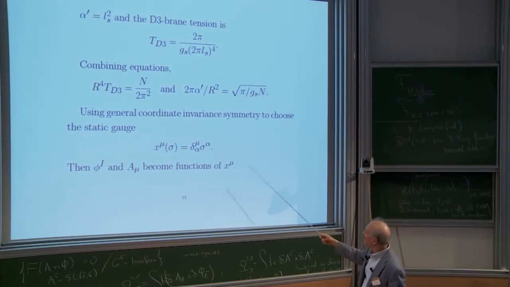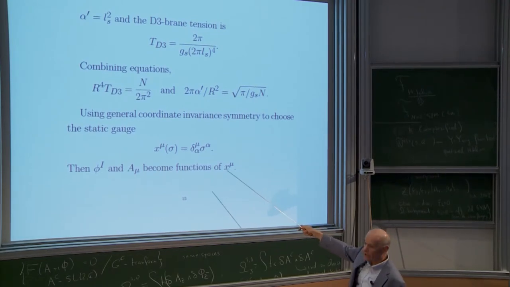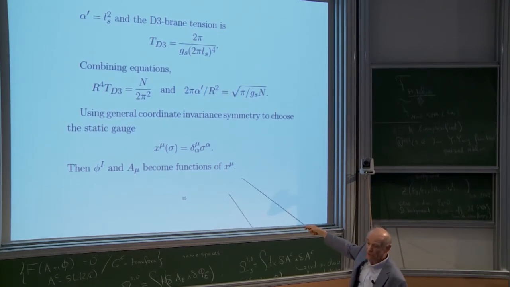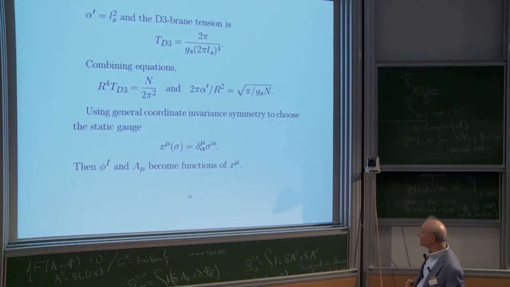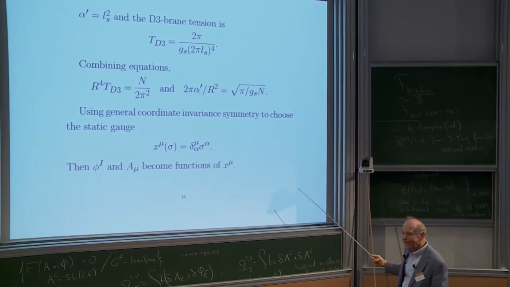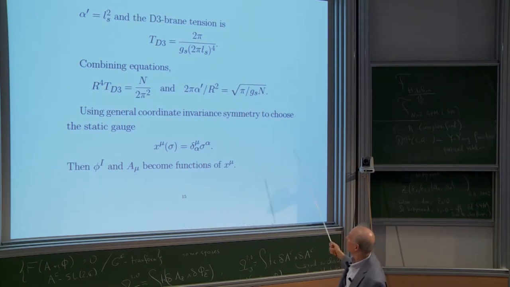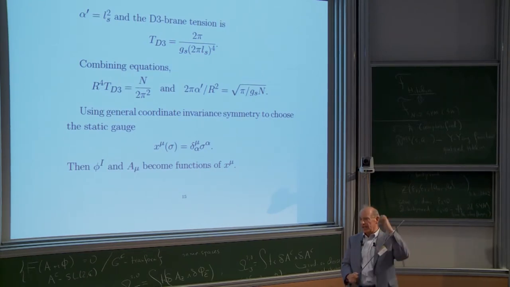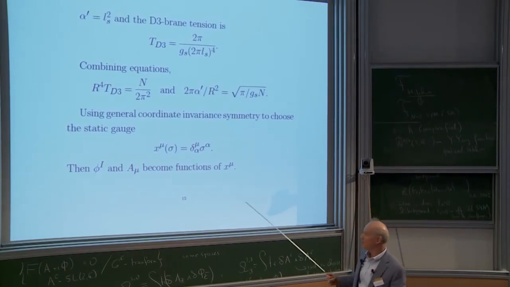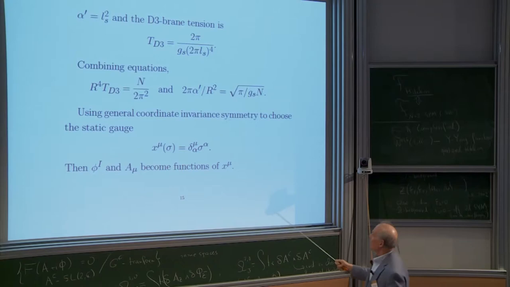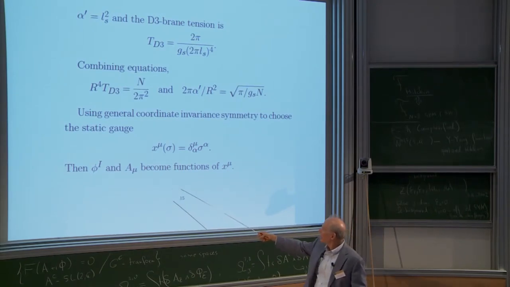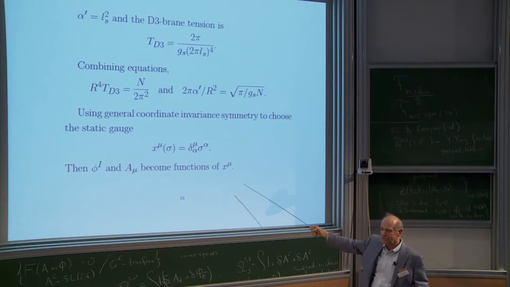Now we come to the gauge choice. The static gauge simply says take the coordinates I called x mu and identify them with the world volume coordinates. That's static gauge. And that tells you exactly where the brane is located in certain dimensions. The other fields tell you where it's located in the radial direction on the AdS and its position on the 5-sphere. That's embedded in the other 6 scalar fields. And in this gauge, the 6 scalar fields and the U1 gauge field become functions of x because you've replaced sigma by x.